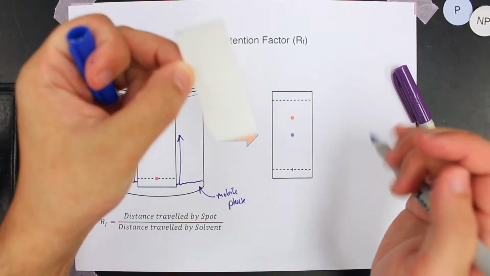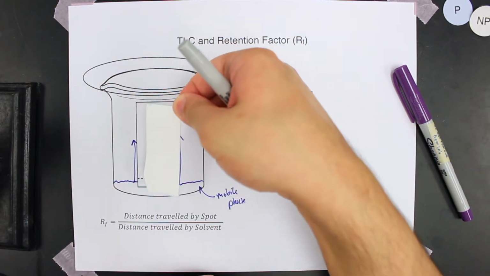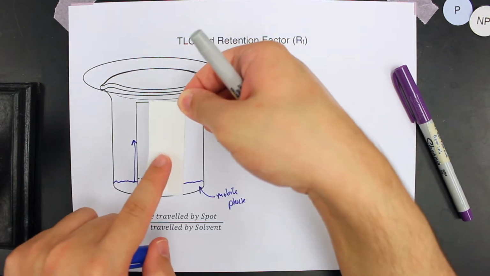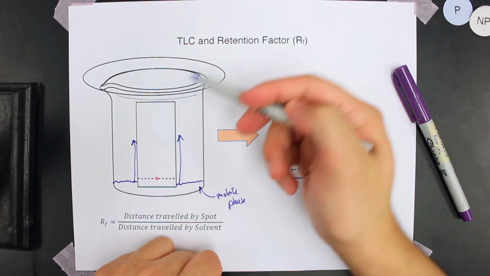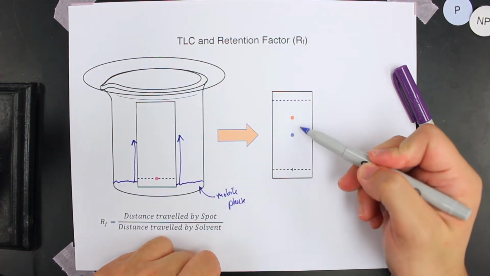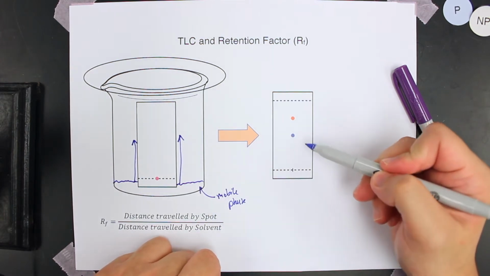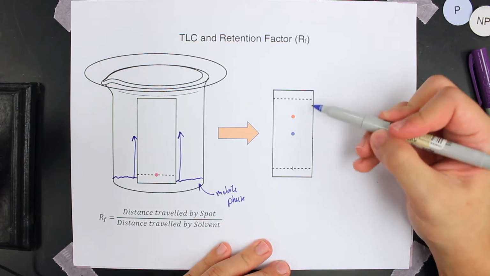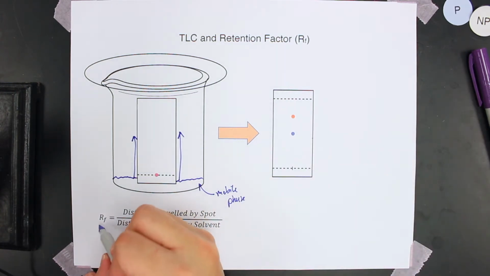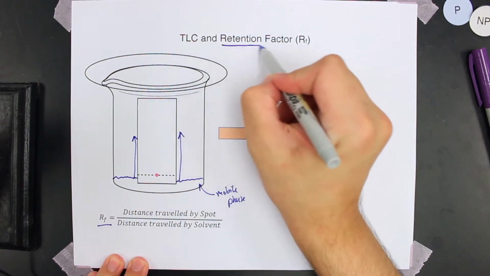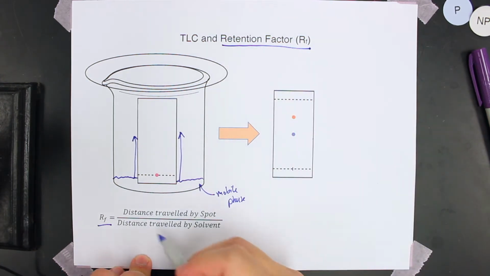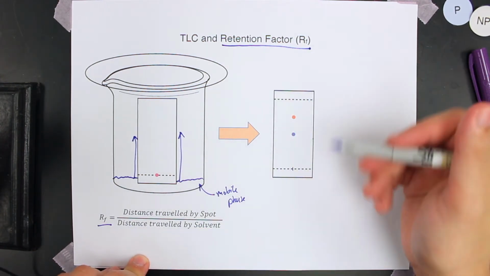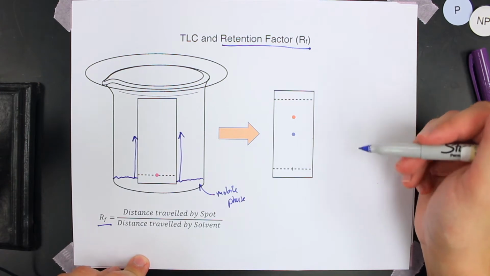So I have my mixture, I place it into a sealed chamber with the mobile phase in it, and this is our stationary phase. And we develop the plate, and we see that our mixture has two components in it, a red spot and a blue spot. Now, in order to quantify the relative rates at which they move, we can calculate what's called the retention factor, so Rf. And the Rf is an equation which describes how fast these molecules move throughout the stationary phase.